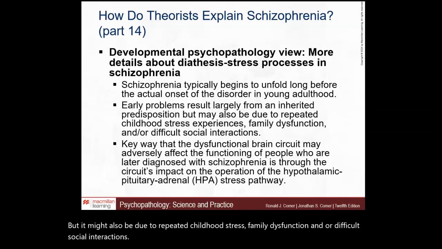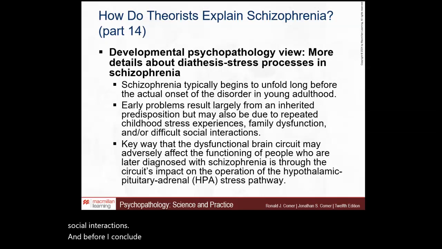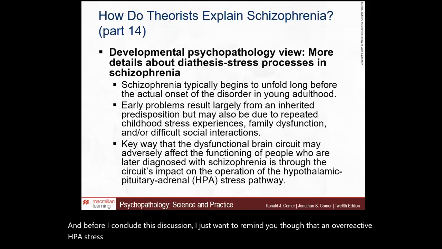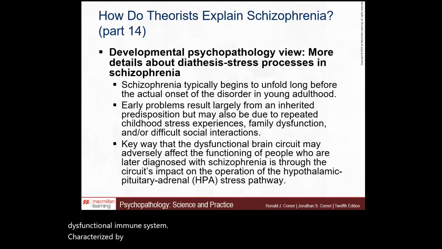And before I conclude this discussion, I just want to remind you that an overreactive HPA stress pathway and chronic stress reactions lead to the development of a dysfunctional immune system characterized by heightened inflammation throughout the brain, which is responsible for schizophrenia.